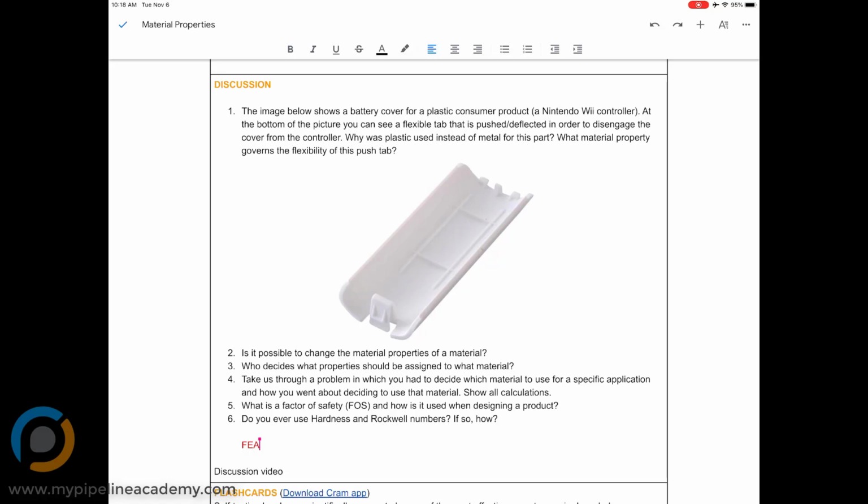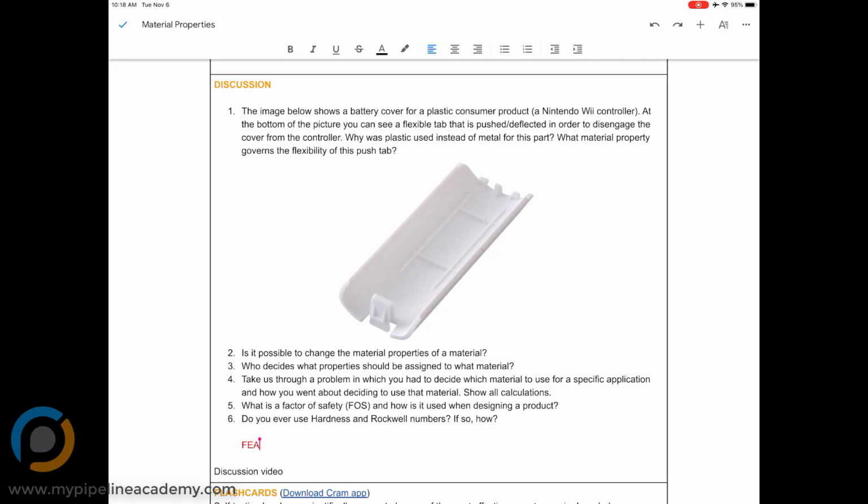Okay. Number 3 is kind of the same. It's really just another nail in the coffin, so to speak. But who decides what properties should be assigned to what material? No one, really. The properties are what they are, and all we as humans do is measure those properties. But they're inherent to the material. No, there isn't a committee somewhere that decides, okay, aluminum, we're going to give these properties, and plastic, we're going to give those properties.